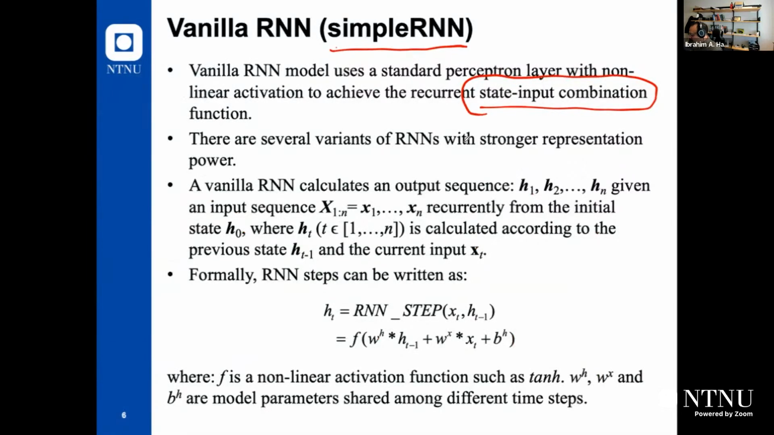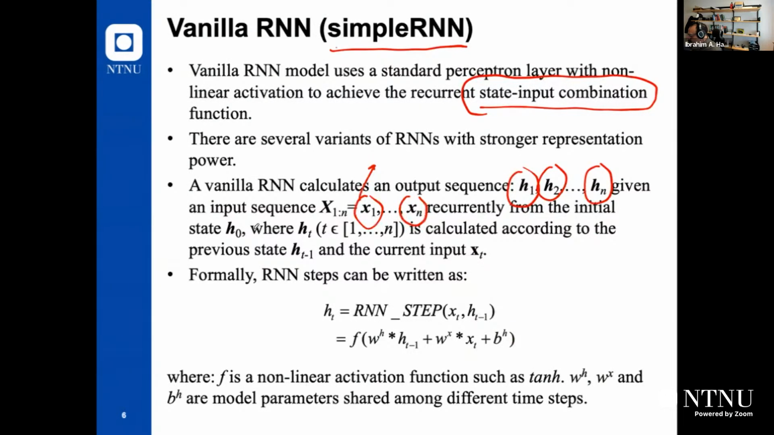So vanilla RNN calculates an output sequence. We try to calculate the states. You can call it the output sequence because here we calculate the output, but the outputs equal those states. So we will try to calculate H1, H2, up to Hn, given an input sequence. In this input sequence, it will be X1 up to Xn. Each of X1 to Xn is a vector, in fact. So this one is a sequence.